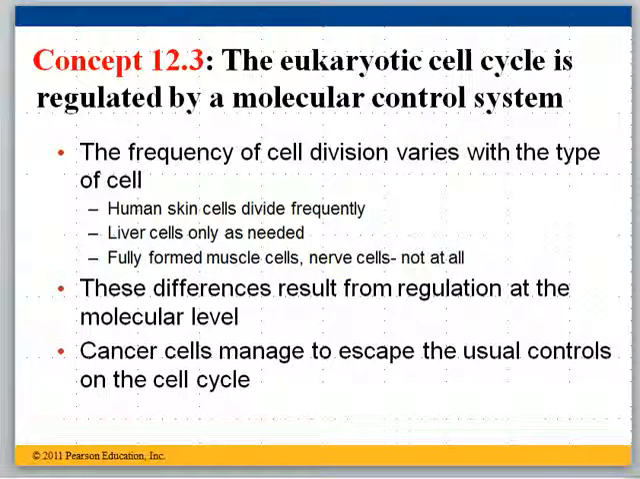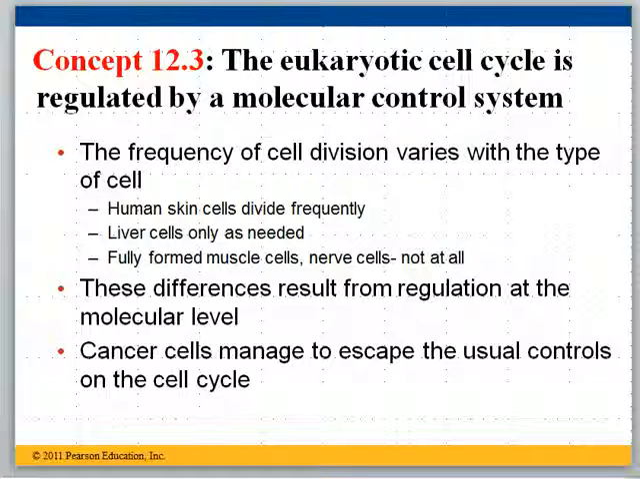Time to finish up Chapter 12 with Concept 12.3. This entire cell cycle, of course, has to be well managed and well controlled. Otherwise, things can spin out of control very quickly. And we've talked about cancer a couple of times. Cancer is a good example of when this cell cycle kind of goes wrong. And we'll mention that again toward the very end of this concept.